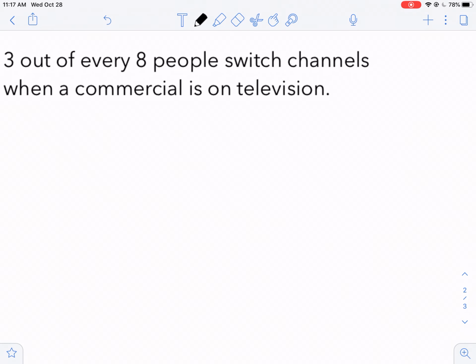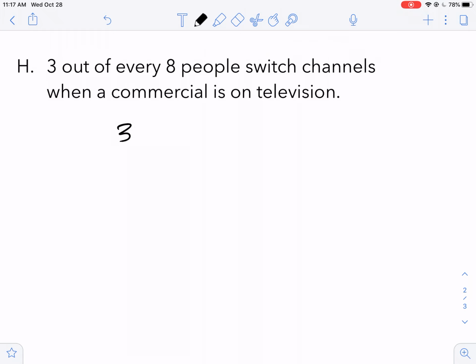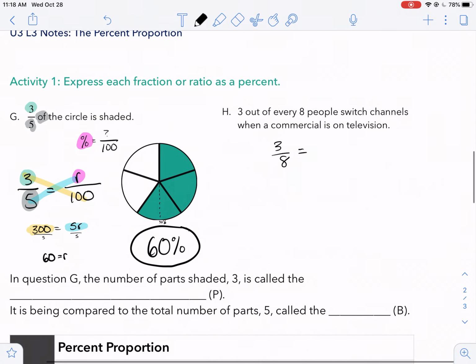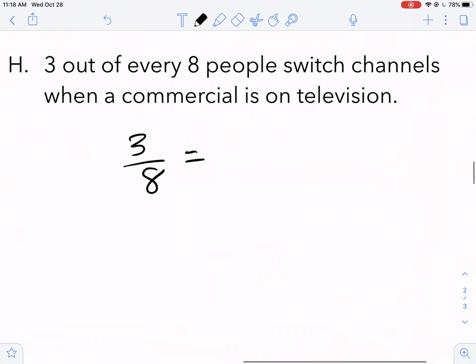All right, let's do one without a visual. It says 3 out of every 8 people switch channels when a commercial is on TV. So what percent is that? Well, let's follow the same pattern that we set up. We have 3 out of every 8. We say, well, that's some sort of percent. How about P for percent? Or P for people. Something out of 100.